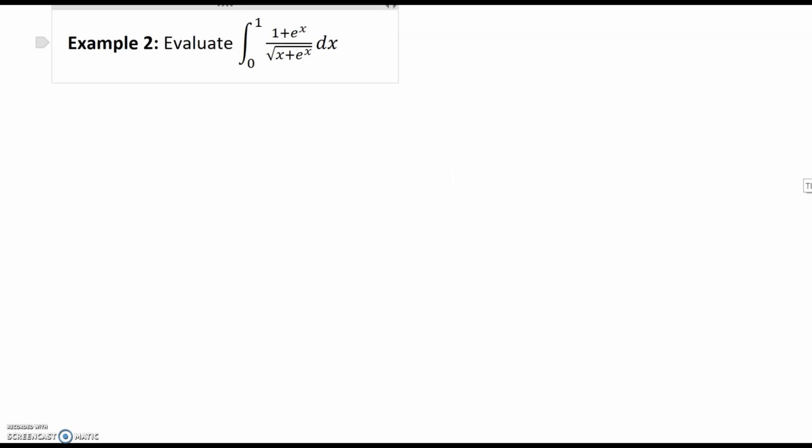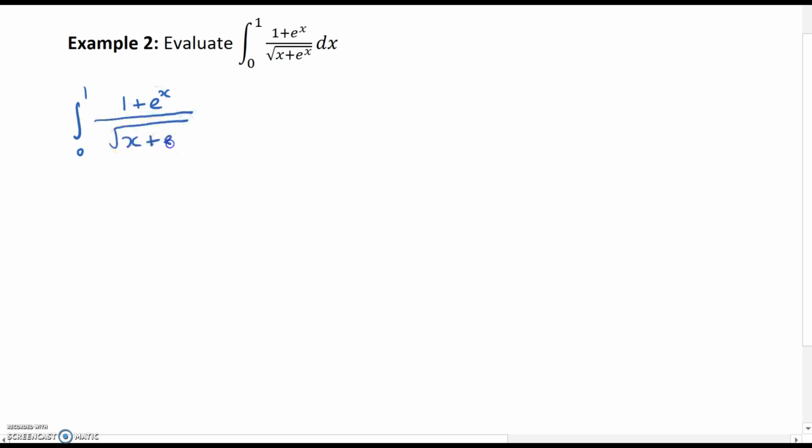Okay, so here is an integral that we're going to work on. It's the integral from 0 to 1 of (1 plus e to the x) over the square root of (x plus e to the x) dx. And it looks very complicated.